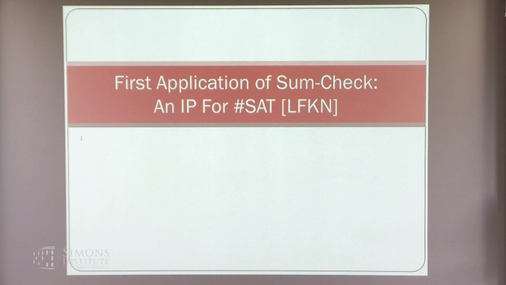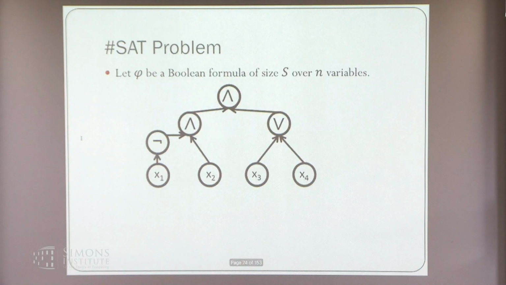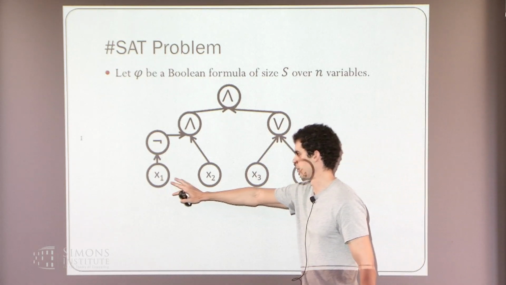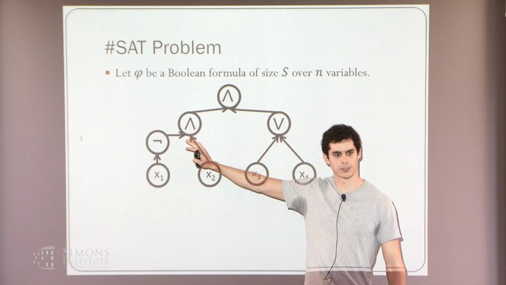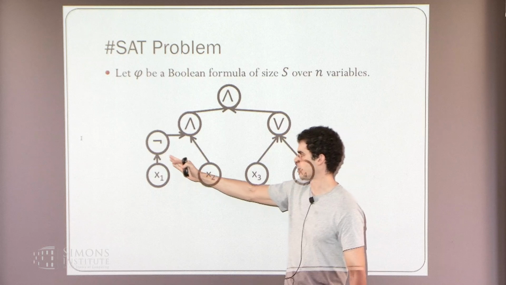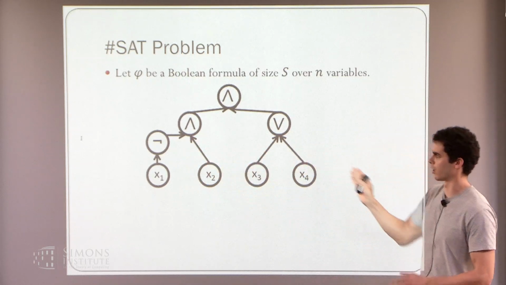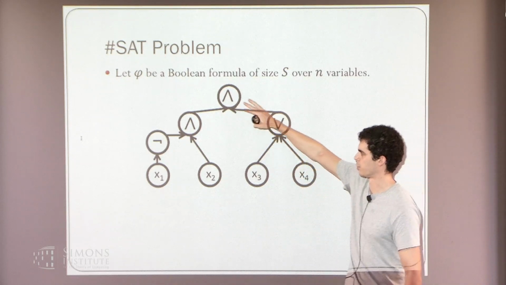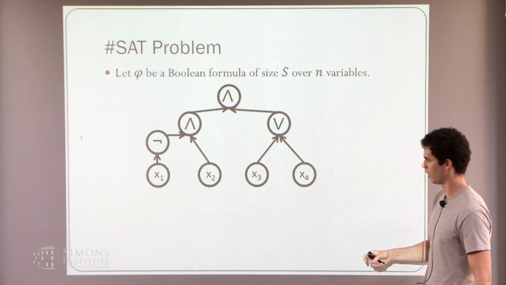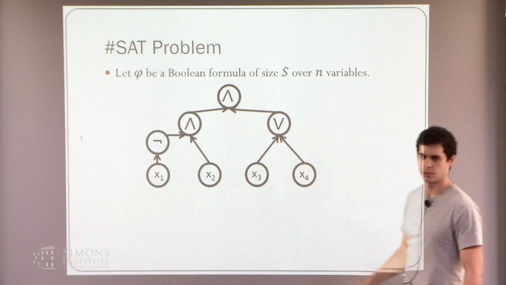So I'm going to give an interactive proof for a problem called Sharpset. In this problem, the input is a Boolean formula. Let me call it phi. I'm going to let s denote its size and n the number of variables. A Boolean formula has inputs that are 0, 1 valued, and then the formula consists of AND, OR, and NOT gates. And formula just means each gate has fan out 1, so each gate has one wire coming out of it. So this Boolean formula just computes some function of the inputs by applying these logic gates to the inputs.